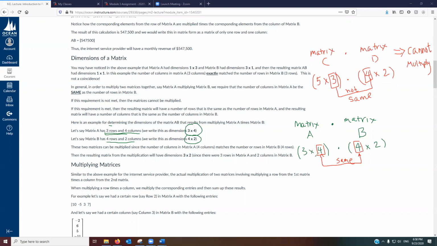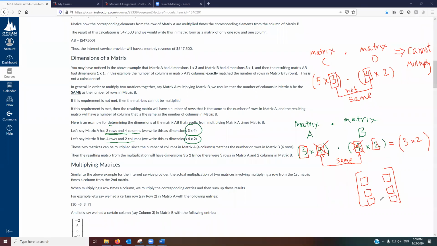But what if these middle numbers are the same? What I'd like to know is, what does the answer matrix look like? You figure out the dimensions of the answer matrix by crossing out these numbers in the middle, and the resulting numbers tell you the answer matrix. So the answer matrix here would be a 3 by 2. Our answer is going to be 3 rows, 1, 2, 3 rows, and 2 columns. This is what our answer would look like.